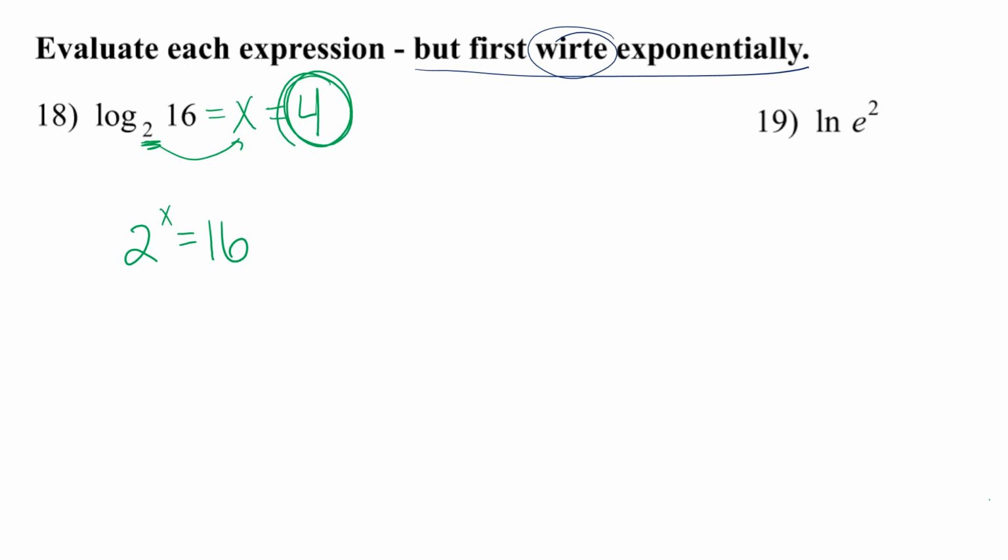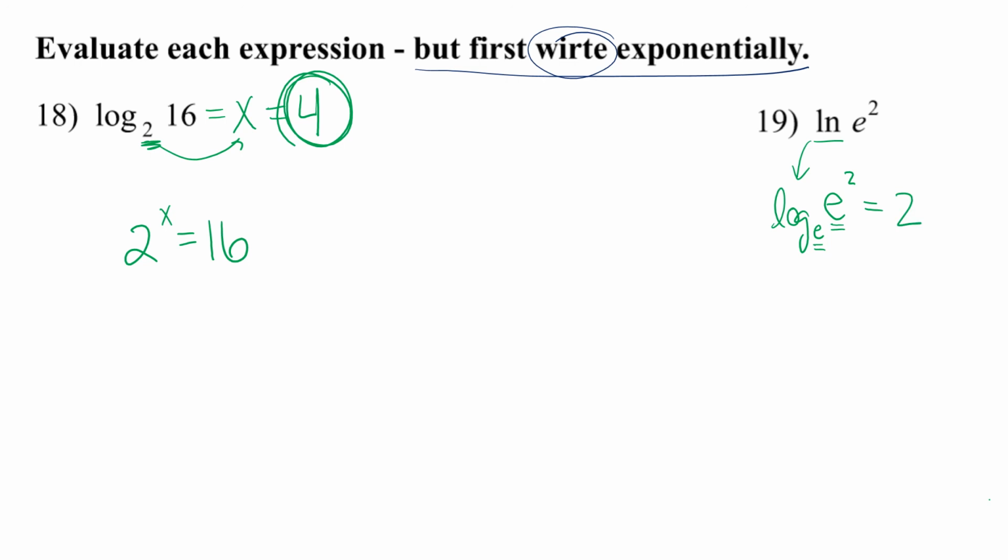Number 19, ln. Oh, sorry, I just gave it away. I was about to say, what's the base of ln? This is log base e of e squared. Now, you automatically know we have a rule for this, right? If you have a base and it's being raised to a power, you already know the answer is 2. So the answer is 2.